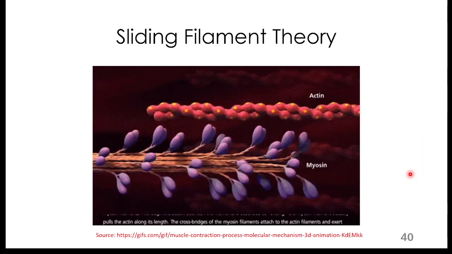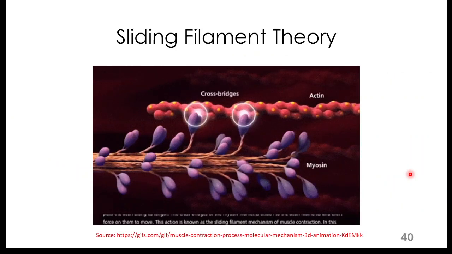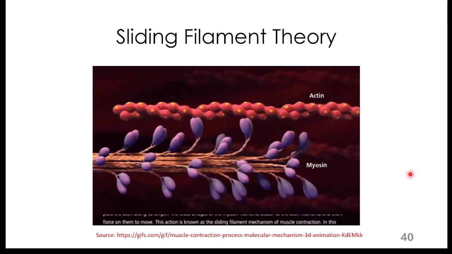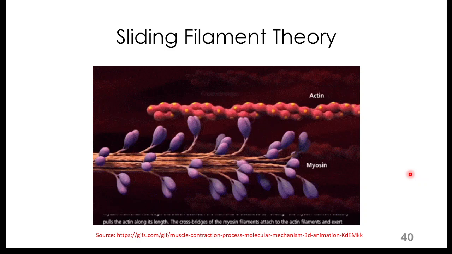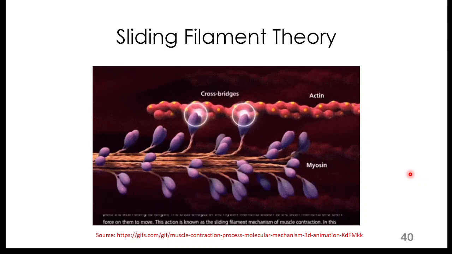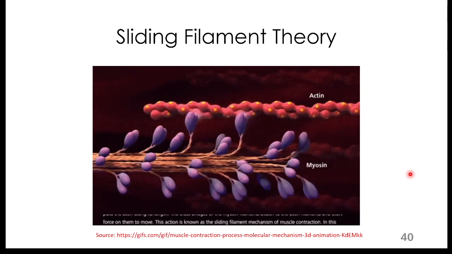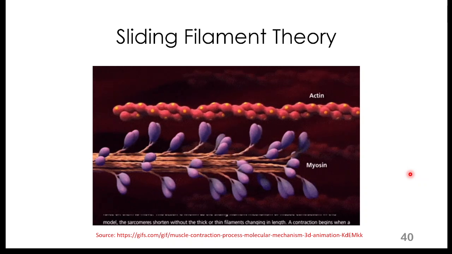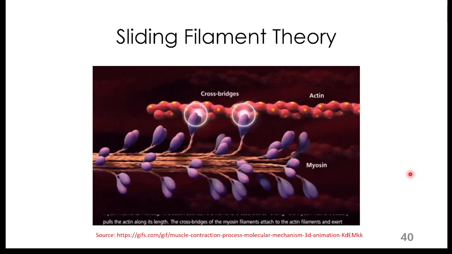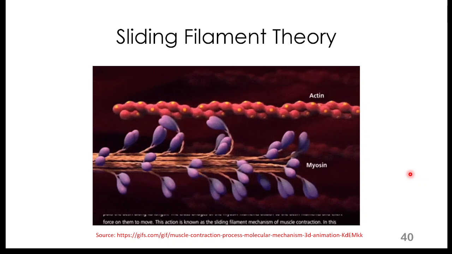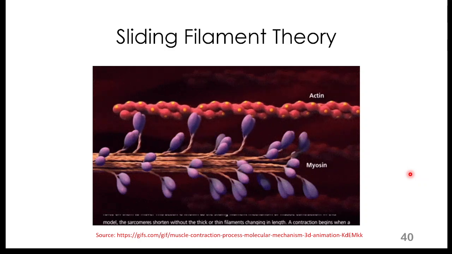Now, here is an animation that will illustrate this. Now look at this. So first, the myosin heads bind to the actin. Then they drag the actin. Then it will release it. Then bind to it again and drag it again. All right, and so this is what causes the shortening of muscles that we refer to as a contraction.